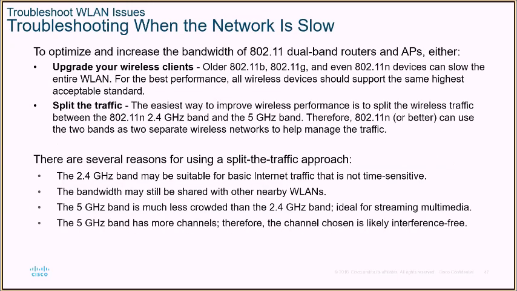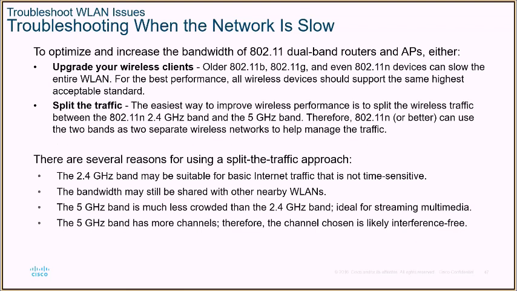So to optimize the increased bandwidth of 802.11 dual band routers and access points, you can either upgrade the wireless clients or you can split the traffic. Upgrading the wireless clients is basically having them with a NIC that has a newer standard and so will perform better. Of course, for best performance, all wireless devices should support the same highest acceptable standard. So if you have an old 802.11b connecting into your network, yes, it's compatible, but it can actually slow everyone down. Or you can split the traffic.